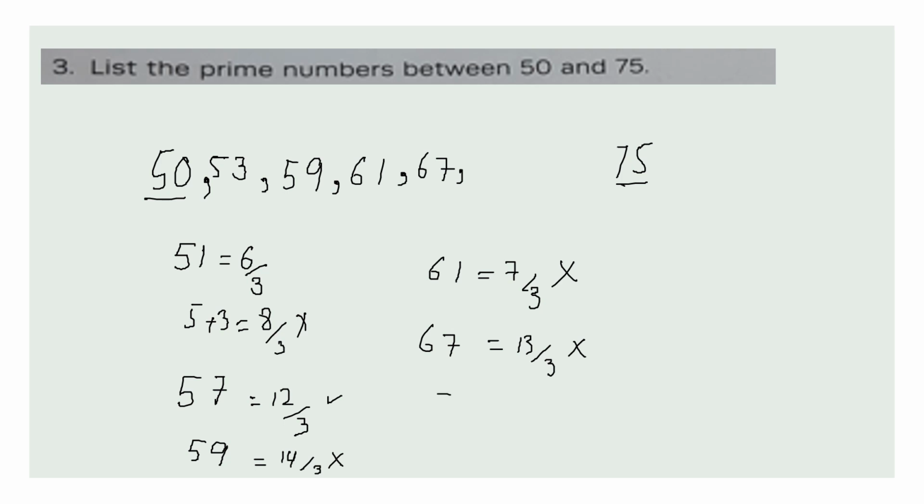What about 71? Let's check 71. 7 plus 1 is 8, which is not divisible by 3. So yeah, we can take 71 here. What about 72? 72 is even. 73, let's check 73. 7 plus 3 is 10, and 10 is not divisible by 3. So yes, we can take 73 here. 74 is even. So these are the prime numbers: 53, 59, 61, 67, 71, 73 are the prime numbers that lie between 50 and 75, right?